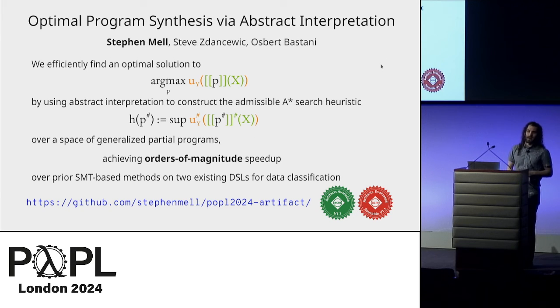So to conclude, in this paper, we efficiently find an optimal solution to this optimization problem by using abstract interpretation to construct an admissible A-star search heuristic. This happens over a space of generalized partial programs, and it's orders of magnitude faster than prior SMT-based optimal synthesis approaches. And we evaluate on 2 existing DSLs for data classification.